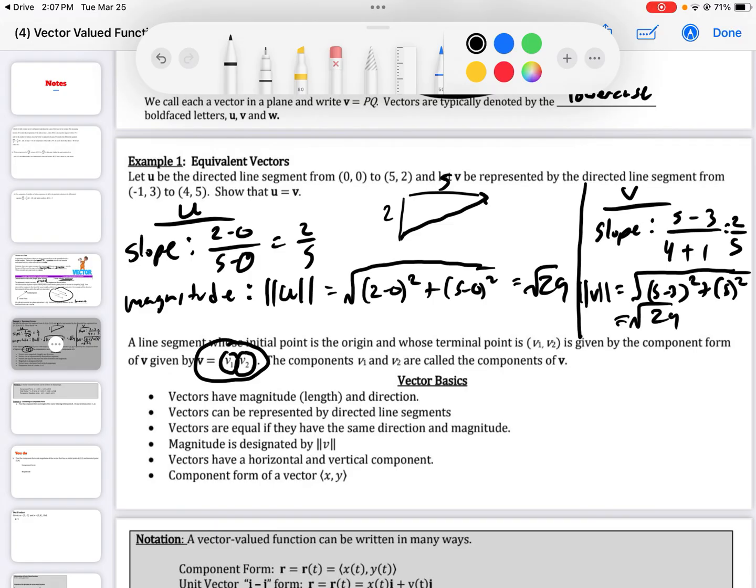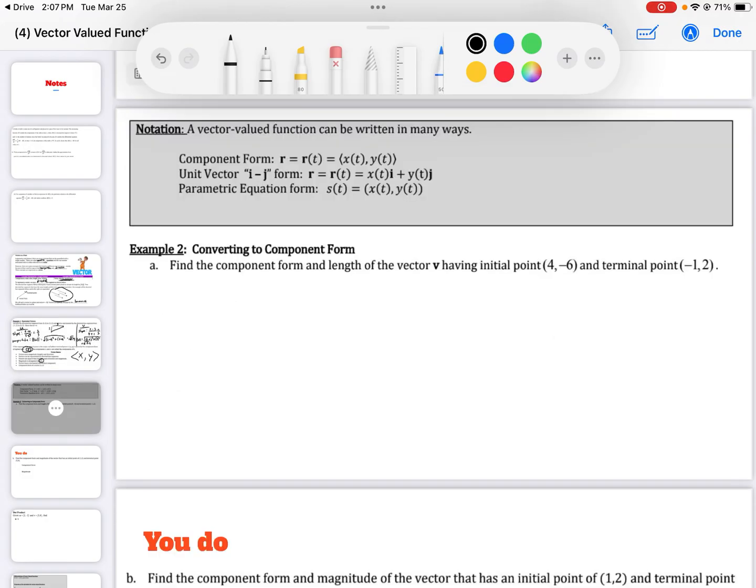So, just vector basics. Magnitude is the length. Direction. Vectors can be represented by directed line segments. We know that. There's a horizontal component, which will be the x part. The y component would be the y part. And that's it.